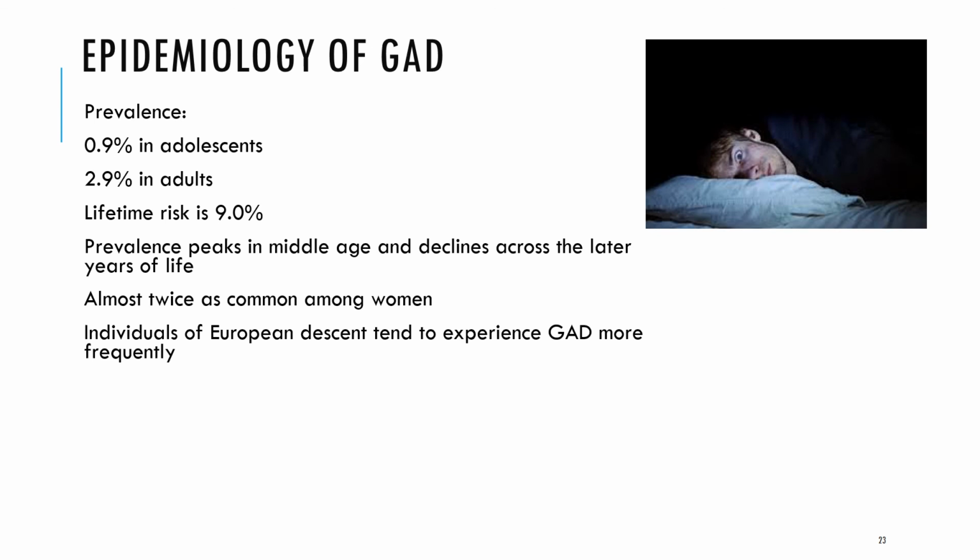Prevalence peaks in middle age and declines across the later years of life. It's almost twice as common among women. Individuals of European descent tend to experience GAD more frequently, which I thought was interesting. And it's more common in individuals from developed countries. Why do you think that this is? Why do you think that GAD is more common in individuals from developed countries? Take a second to write that down.